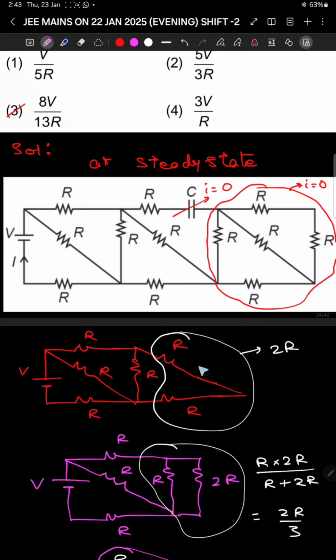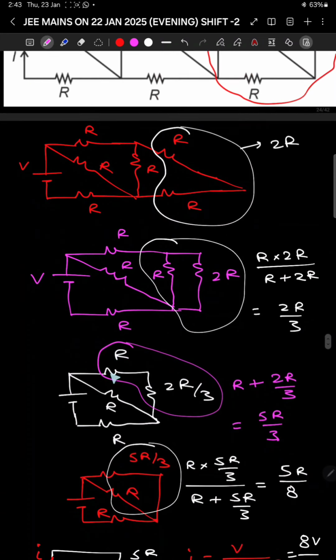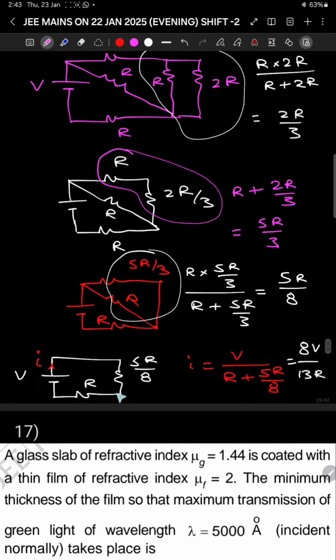Again these two are in series, R plus R, 2R. Again these two are in parallel, R1 R2 by R1 plus R2. Again these two will be in series. Again these two will be in parallel. Again these two will be in series. Current formula: total voltage by total resistance, R1 plus R2. You will get the answer.